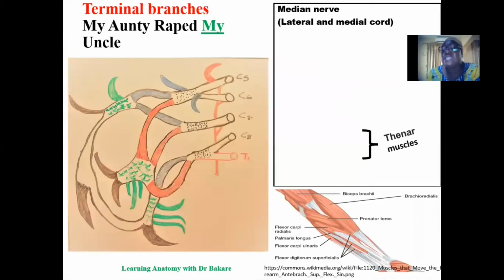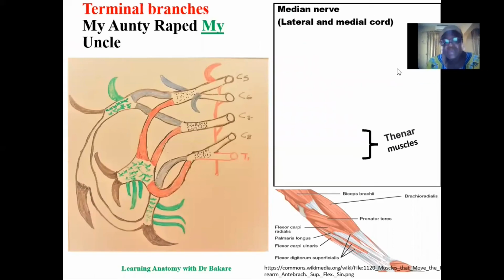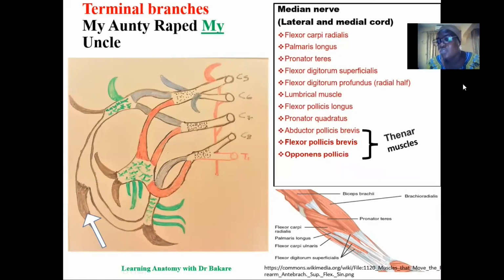Then the next one is the median nerve. This is the median nerve. We say that the median nerve is formed from contributory branches from the lateral cord and also the medial cord. So they supply flexor muscles, which are muscles seen mainly in the anterior part of the upper limb. This includes the flexor carpi radialis, the palmaris longus, which is inserted in the palmar aponeurosis. Then we have the pronator teres. This is the pronator teres that forms the border of the cubital fossa.